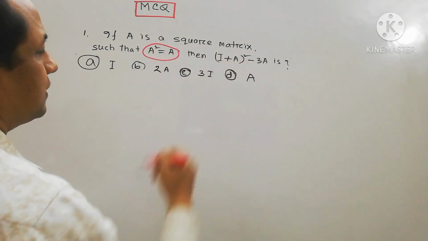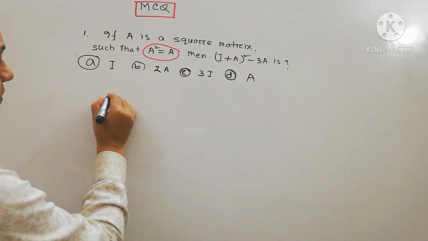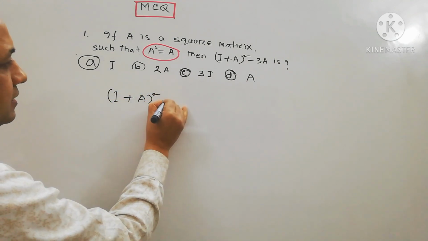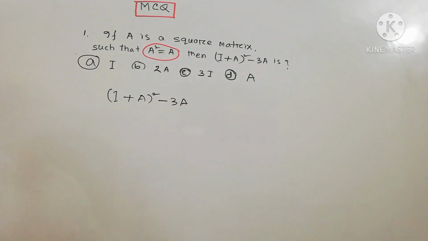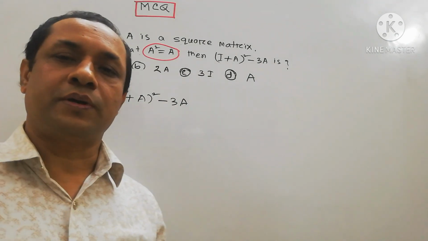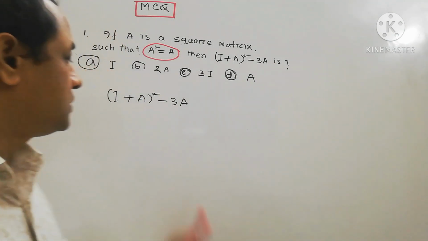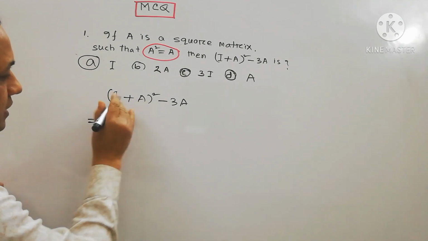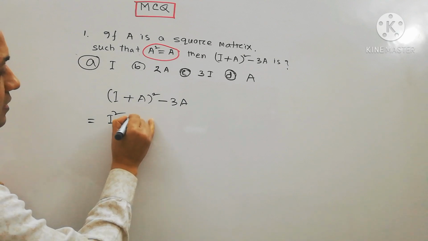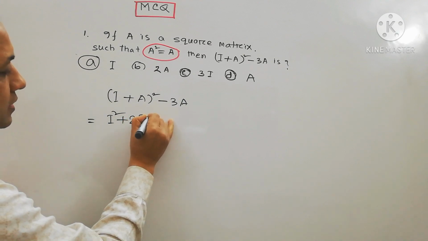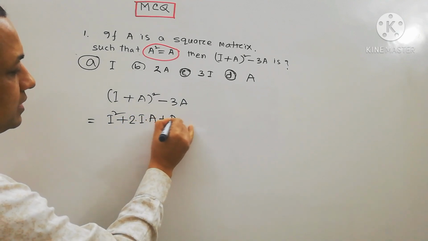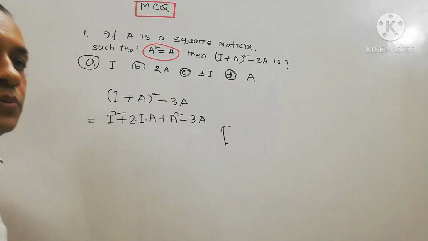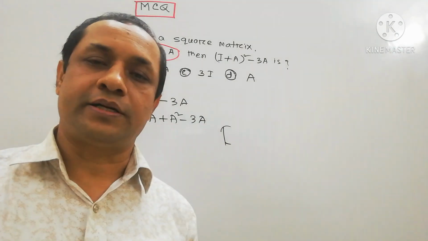What is the value of (I plus A) whole square minus thrice A? So look at the board, students. Using (a plus b) whole square, we get A square plus 2I into A plus I square, minus thrice A. You have learned, students, that I is an identity matrix.